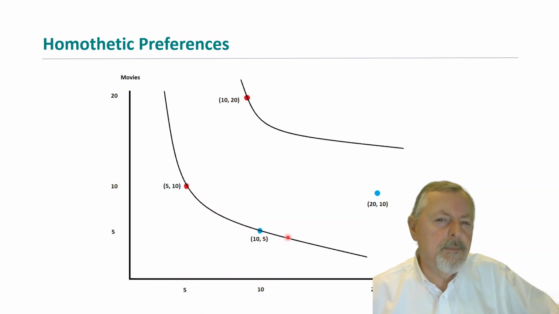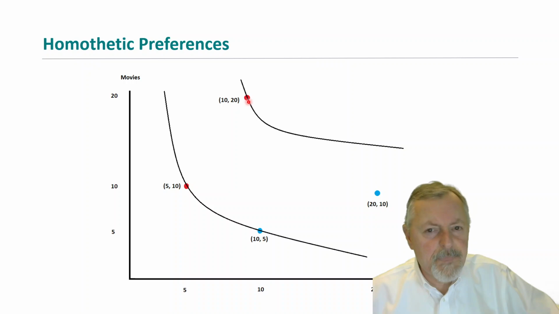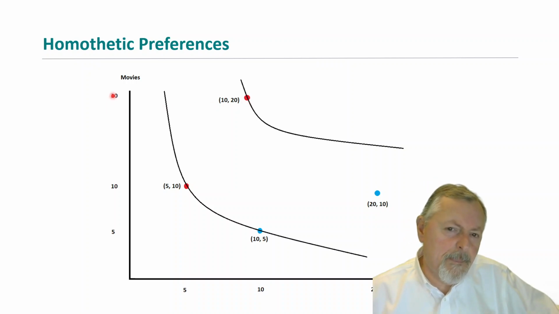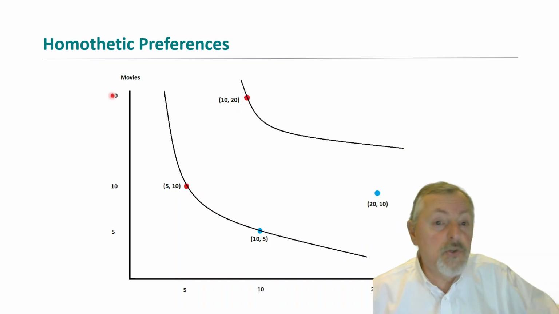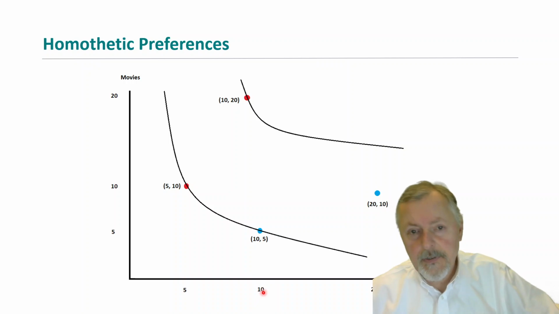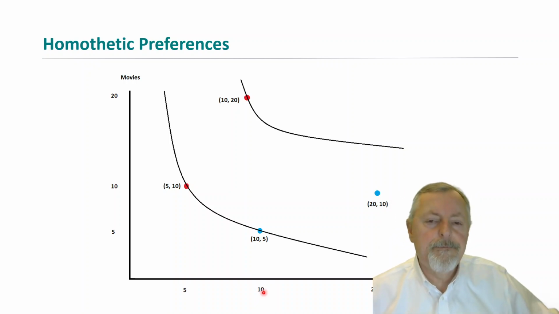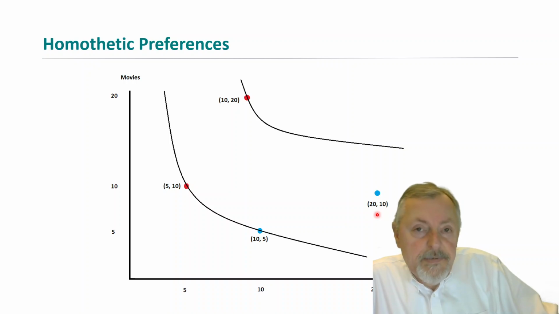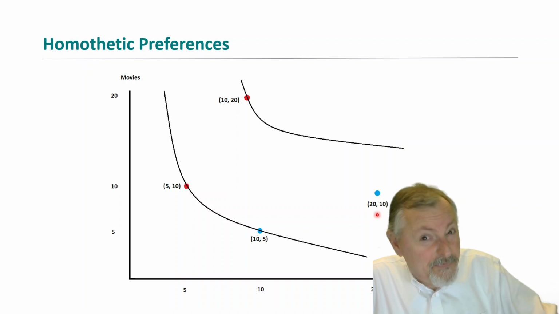But as your income goes up so you can afford more of both, well, this point with 20 movies and 10 foods gives you certain utility. But this point, with 20 food and 10 movies, let's say that, you don't really need 20 foods.